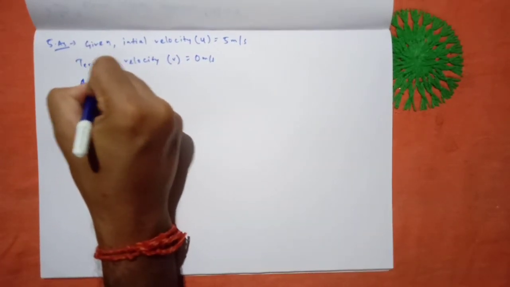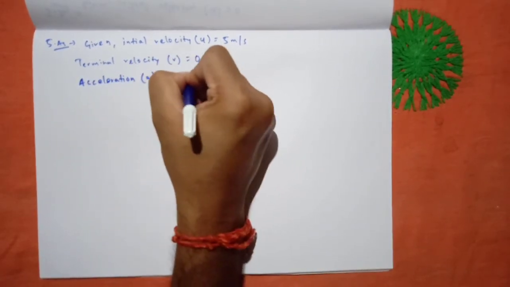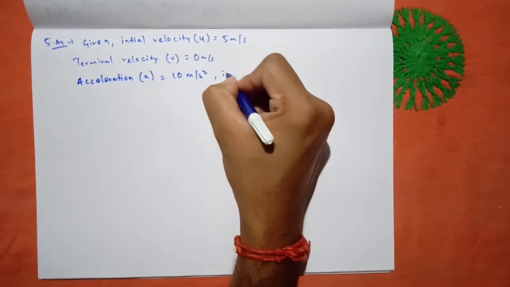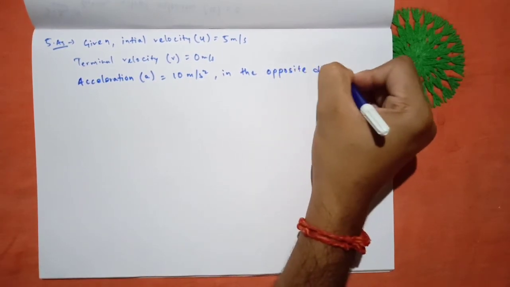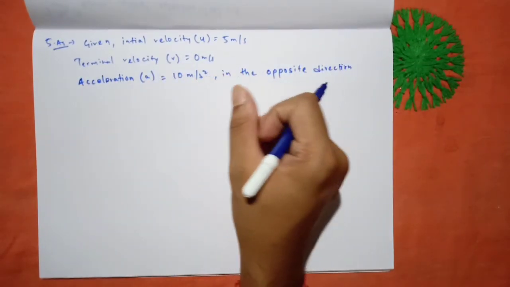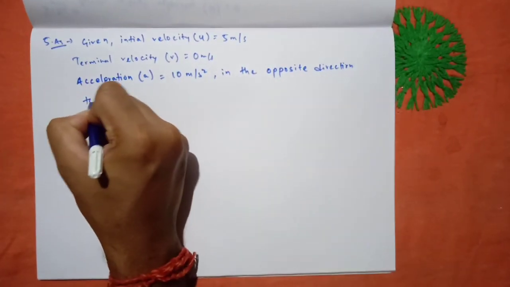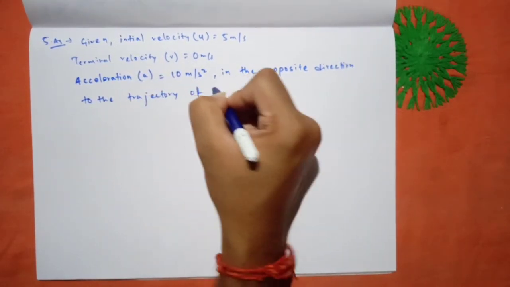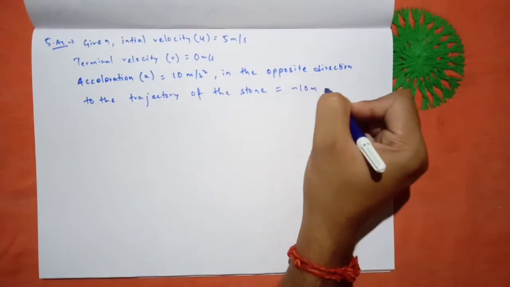Now again, acceleration, which is a, is given 10 meter per second square, and in the opposite direction of the trajectory of the stone. When it goes up, the direction to the trajectory of the stone, the acceleration will be in negative.